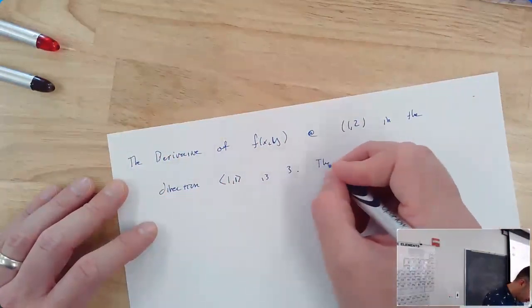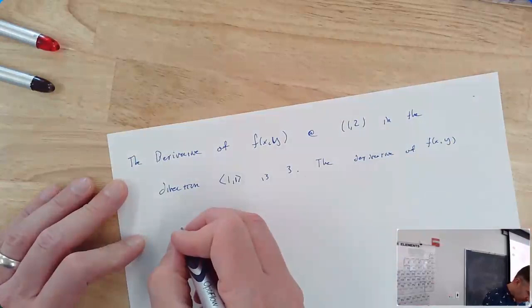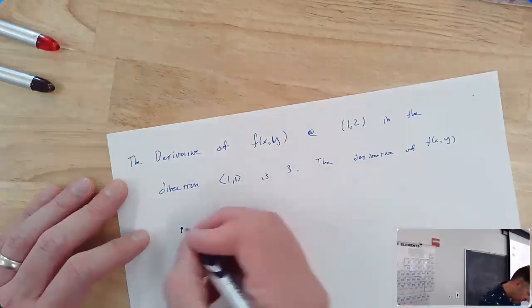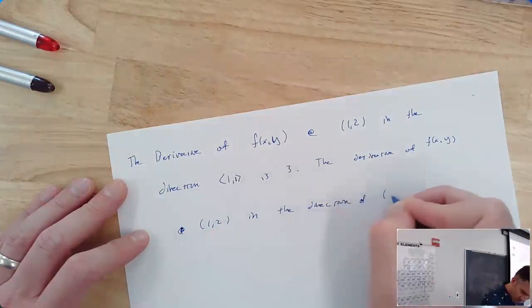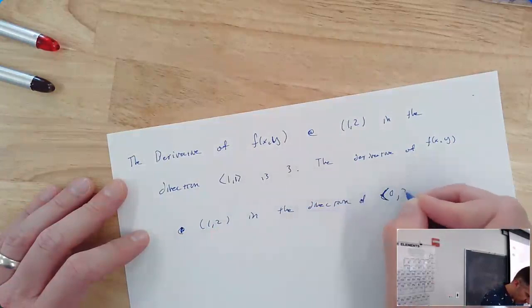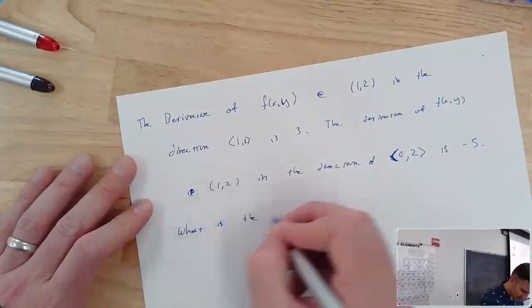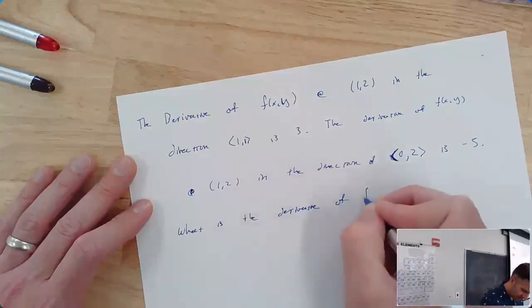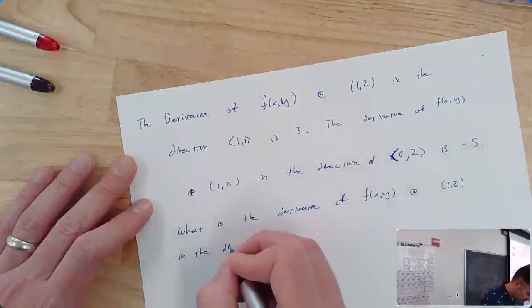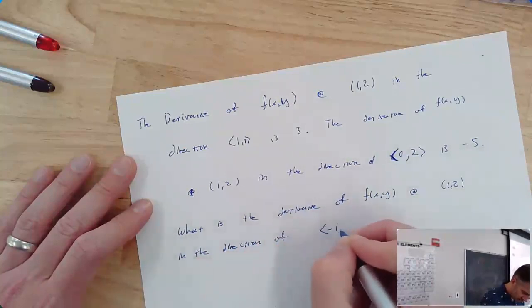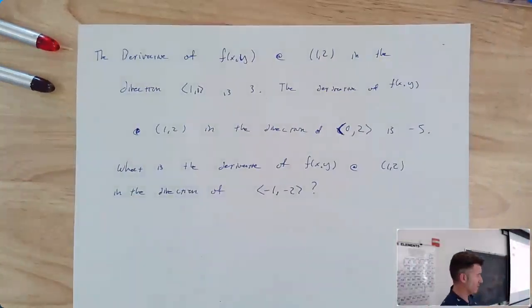And the derivative of the function at the same point, in the direction of 0 comma 2, the vector 0, 2 is -5. And the question is, what is the derivative of f of x comma y at the point 1 comma 2 in the direction of -1, -2? So they're giving us a bunch of information, but notably, we don't know what the function is.